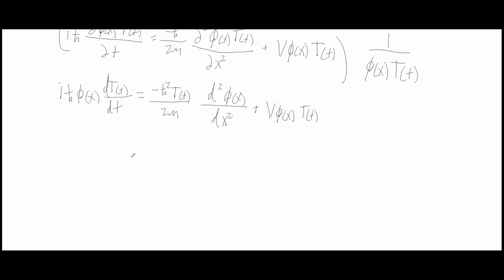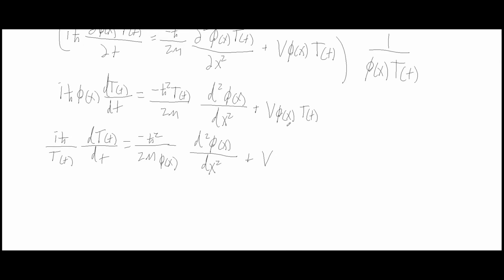But then what we end up with is on this side, because this and this cancel out, we still have this T as a function of time there, we still have i h bar, and I'll just put this down here, and then we have dT as a function of t over dt, and that equal to minus h bar squared over 2m. Now we still have this phi as a function of x, because we've canceled out this T of t with this one, and we still have this phi as a function of x changing with respect to x here, and these two things cancel out with those, so we just have V right there.